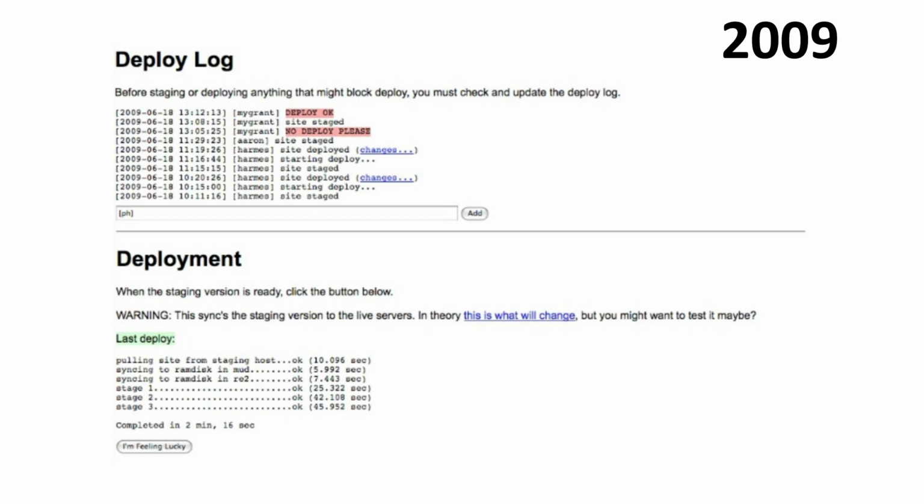The way the system worked is things went from, we called it trunk at the time, to staging automatically. Then you went and looked and saw if anything was broken on staging. And if it was, you went and said, whoa, no deploy please, because if someone deployed, those problems would be copied from staging to production. And I just think it's really interesting to watch the progression of these UIs over time.